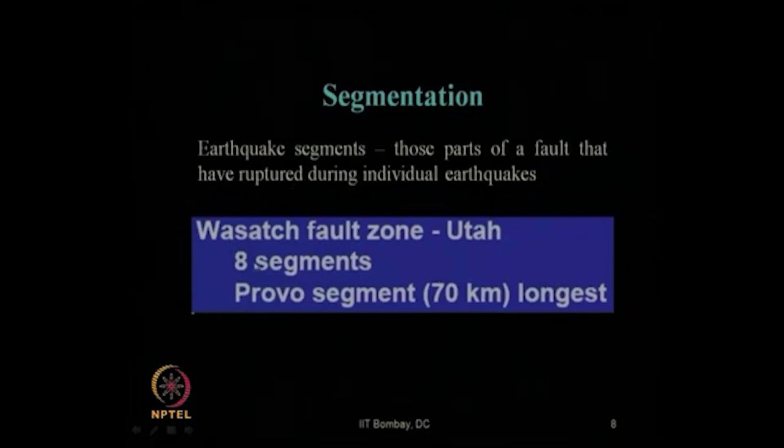So, for example, one example is given over here, that is the Wasatch Fault zone of the Utah region in the US. There are 8 segments that have been found, and the Provo segment, which is 70 kilometers, is the longest one among those 8 segments within the fault. Among those ruptured portions of the fault, which are nothing but the segments, you have to identify how many segments are responsible for your hazard analysis, and accordingly you have to take the values of those.